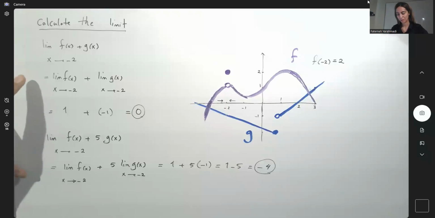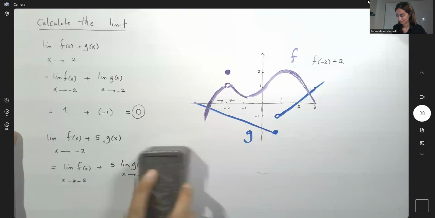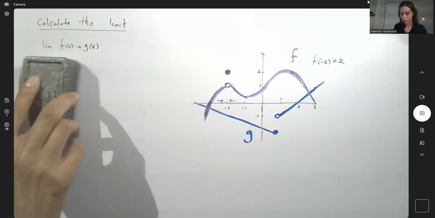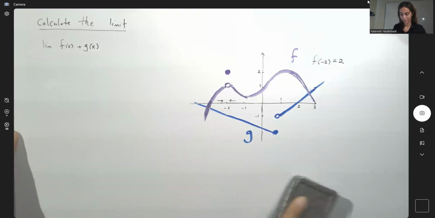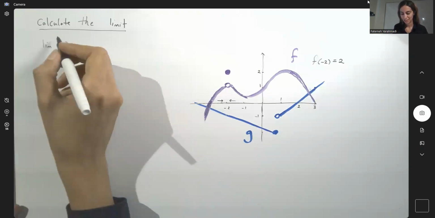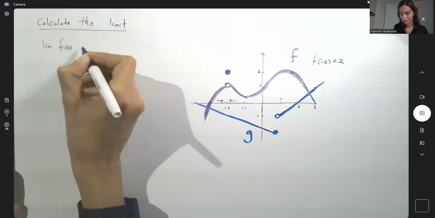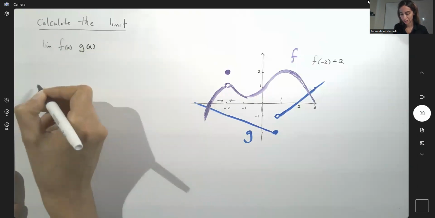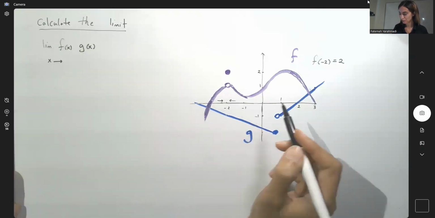Now that we talked about summation of the limit of two functions, what if I ask you to find the product? Suppose I ask you to find the product of these two functions and then find the limit. Limit of f of x times g of x as x approaches 1.